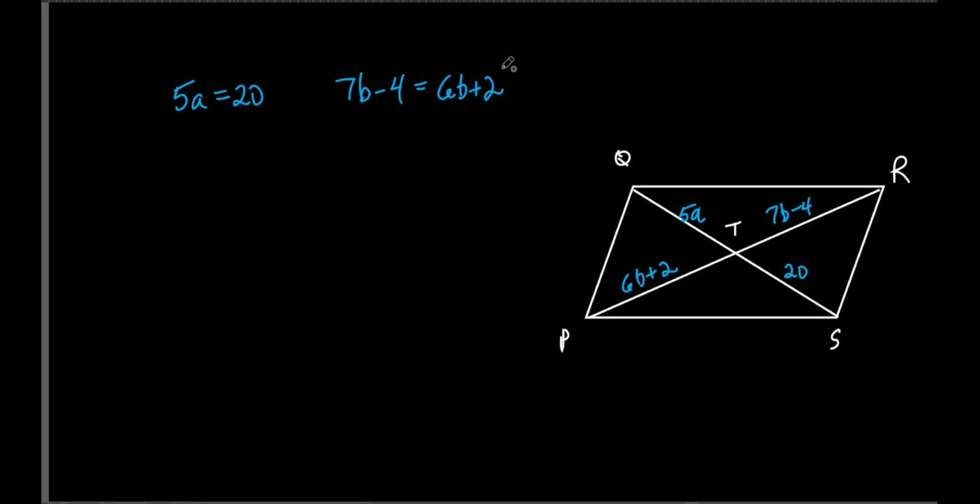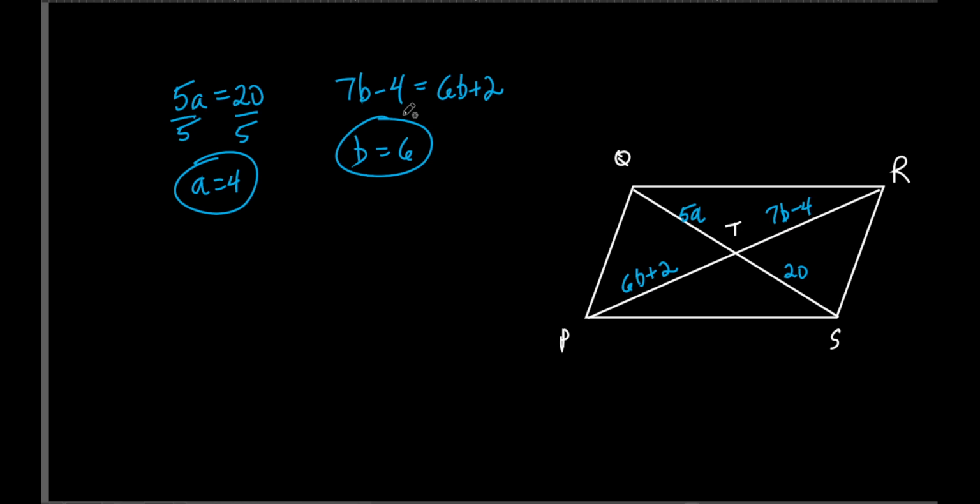Very simple. There's not even any substitution or anything like that. It's very, very basic. So divide by 5. So A is 4. All right, so that's that. And then what do I do here? Subtract 6B. That'll give me B. Add 4. That'll give me 6. And there you go.